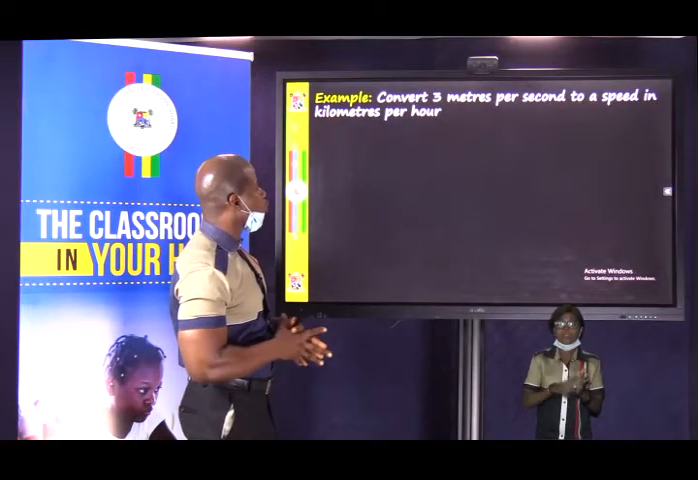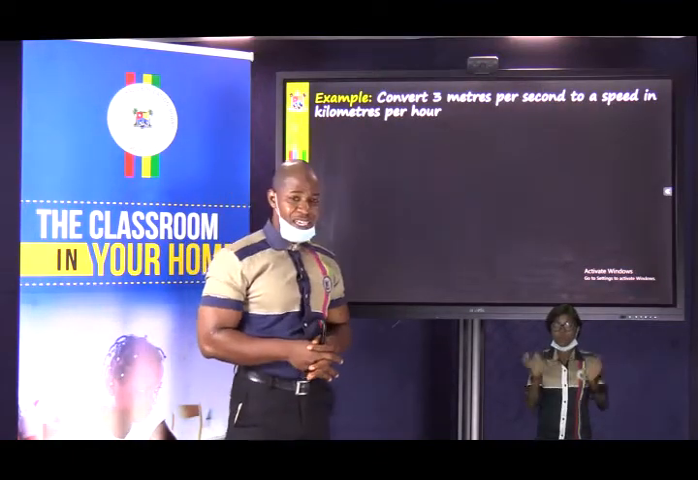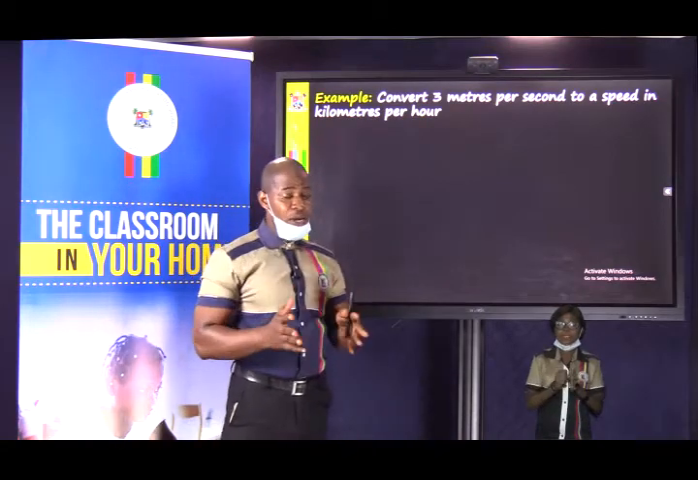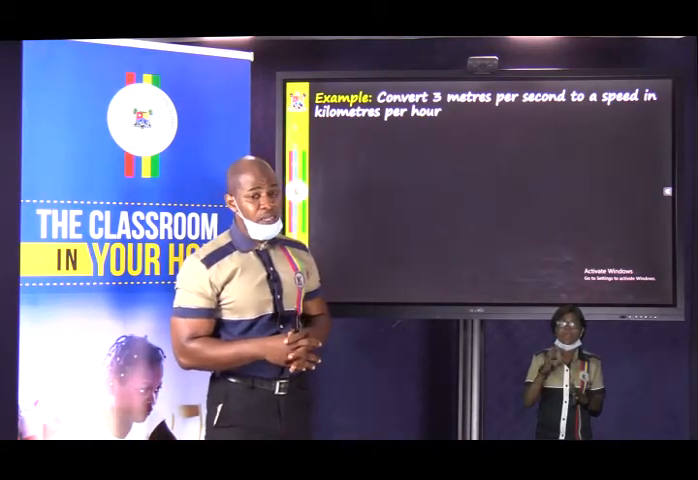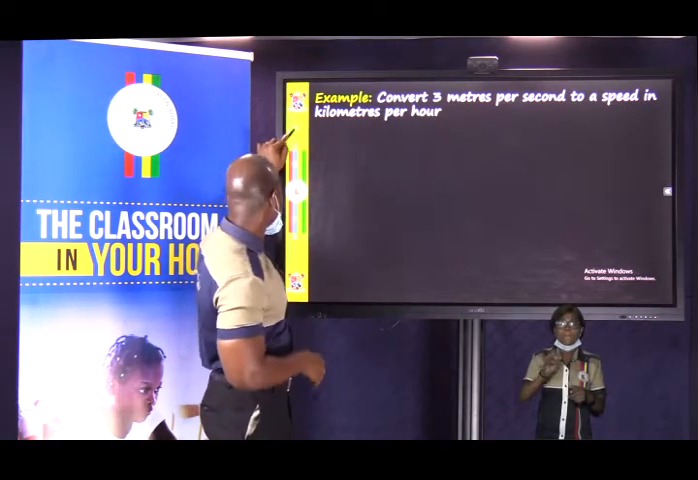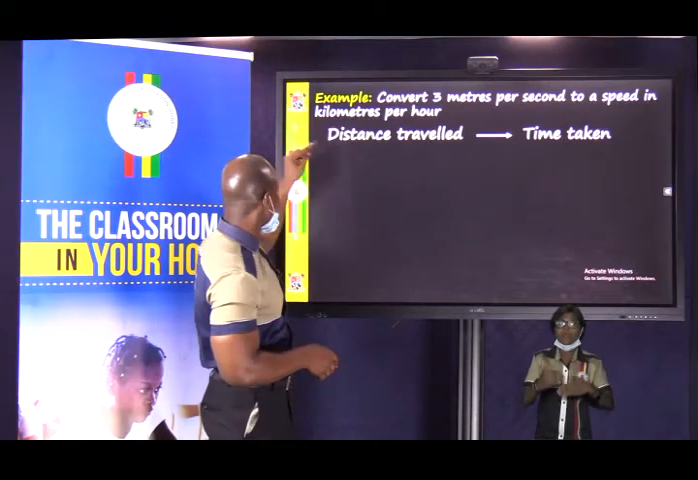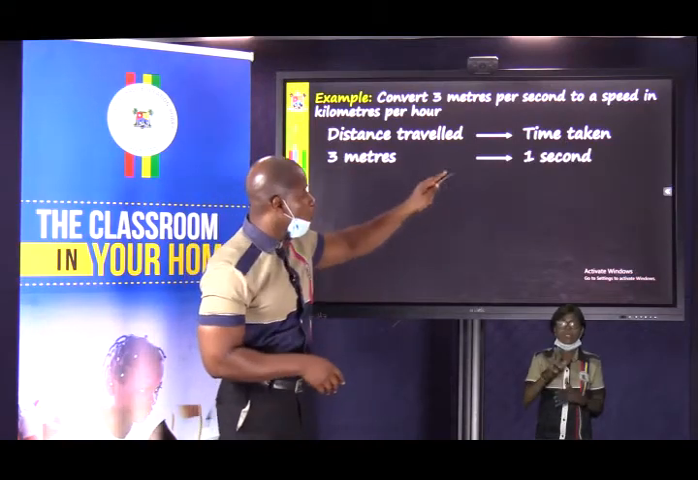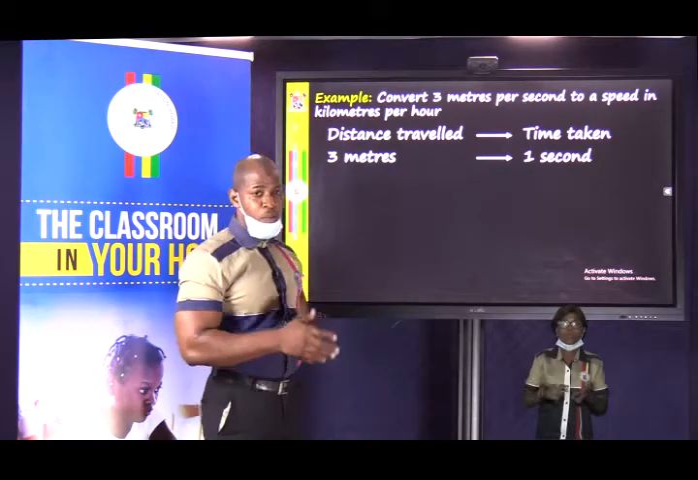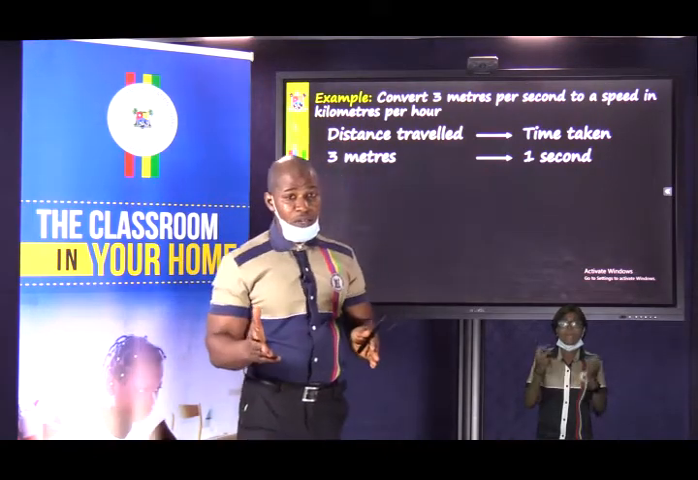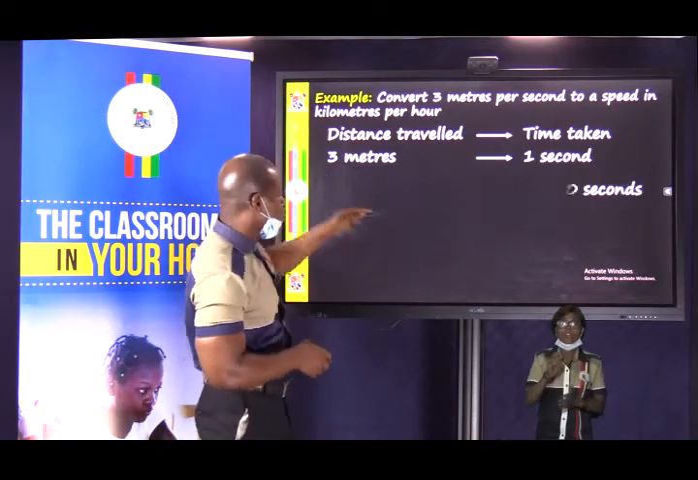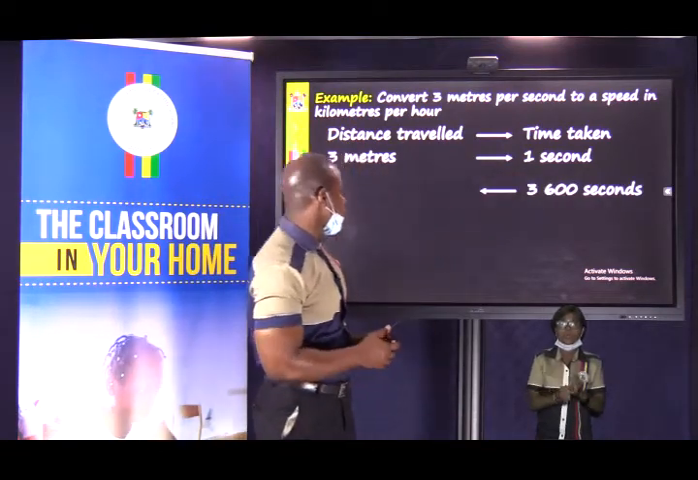This says that we have to convert 3 meters per second to a speed in kilometers per hour. So this time we have meters per second. So the same process, distance traveled to time taken, we know that 3 meters goes for 1 second. Now we want to go to 1 hour. But how many seconds are there in 1 hour? That is 3,600 seconds. So that's what we write exactly. We want to go to 3,600 seconds.